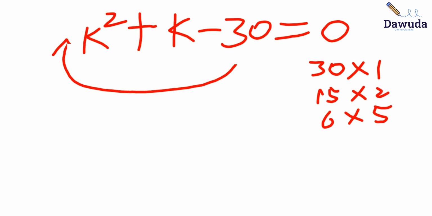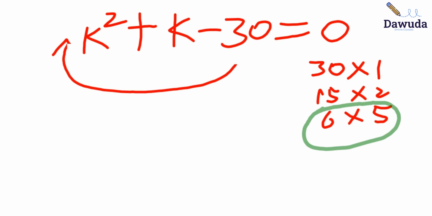You realize this will satisfy the condition: 6 and 5. 6 minus 5 will give you 1. So that satisfies the condition. So let's substitute it inside the equation.